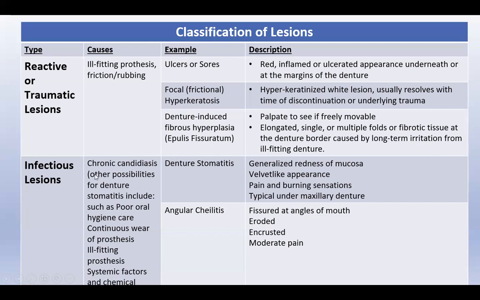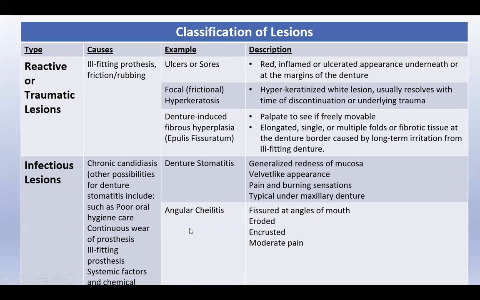Infectious lesions, chronic candidiasis. Other possibilities for denture stomatitis include poor oral hygiene care, continuous wear of a prosthesis that's ill-fitting, systemic factors, and I feel like we're missing an end, chemical. I feel like that got cut off. Maybe just chemical. I'm not sure.